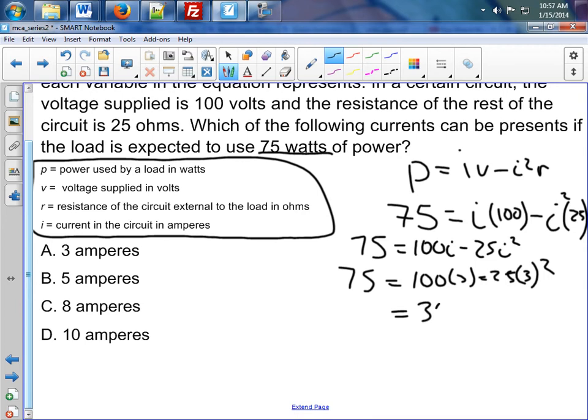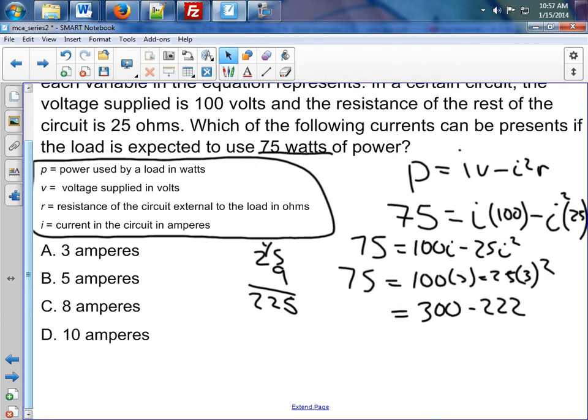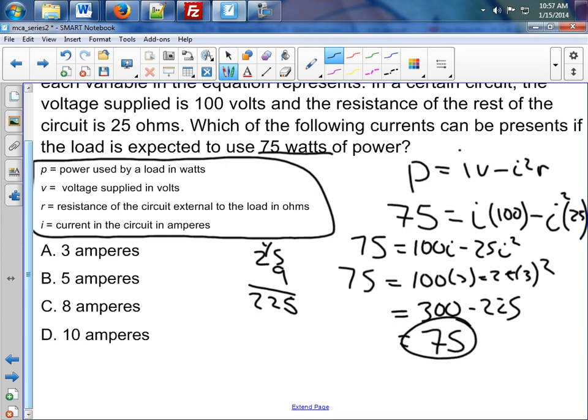75. So I have 300 minus, well, what is 3 squared? 9. What is 9 times 25? Big number. 9 times 25 is 225. What is 300 minus 225? So, guess what? Is that what we wanted? Yep. So what's your answer?